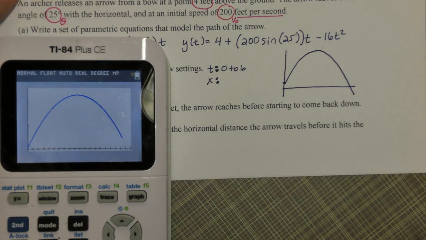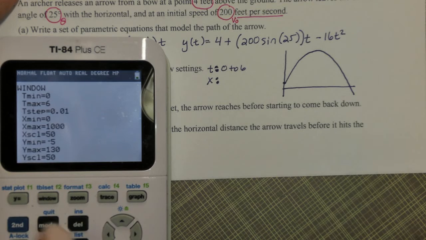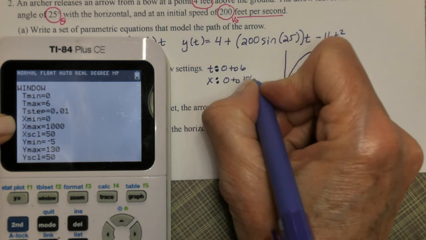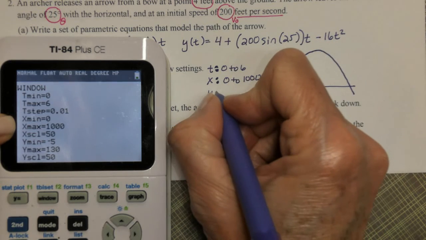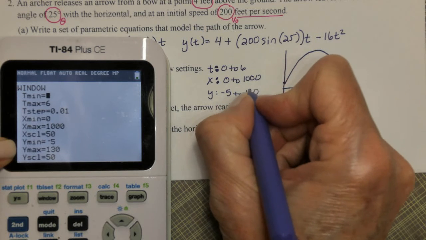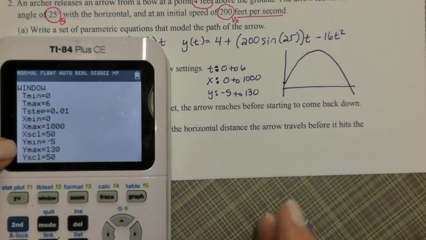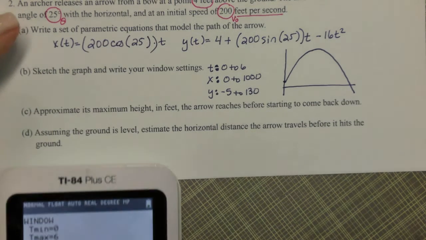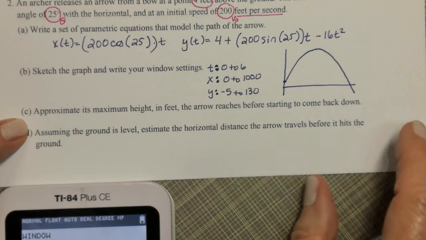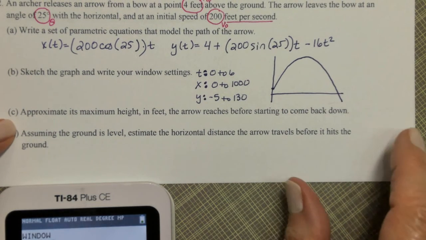And I know that'll work because we already did that one. Okay, our x-min was 0. We went from 0 to 1,000 feet. Our y's were going from -5 to 130 feet. Okay, let's answer the questions they ask. Approximate the maximum height in feet that the arrow reaches before starting to come back down.